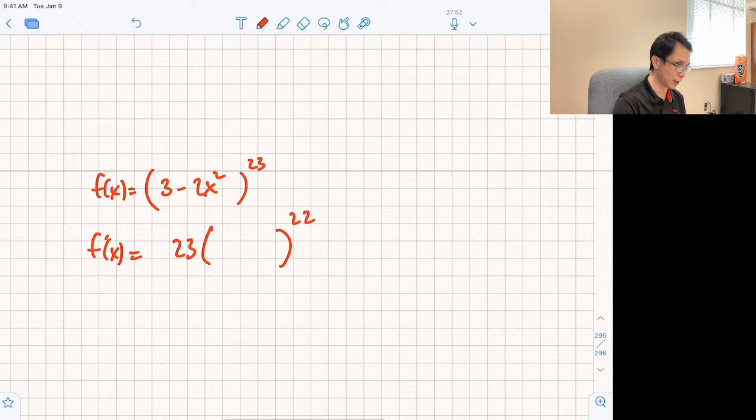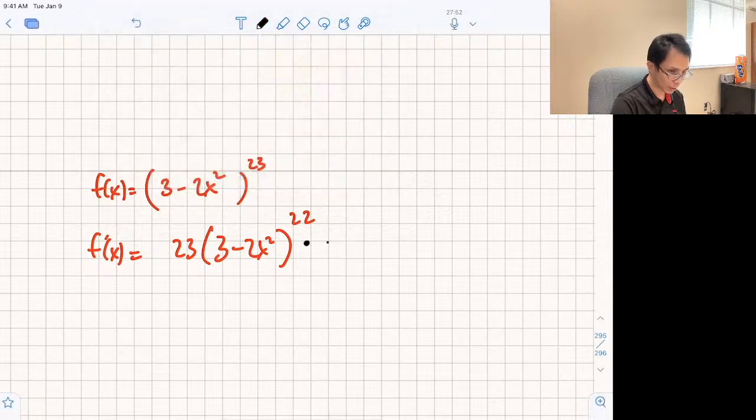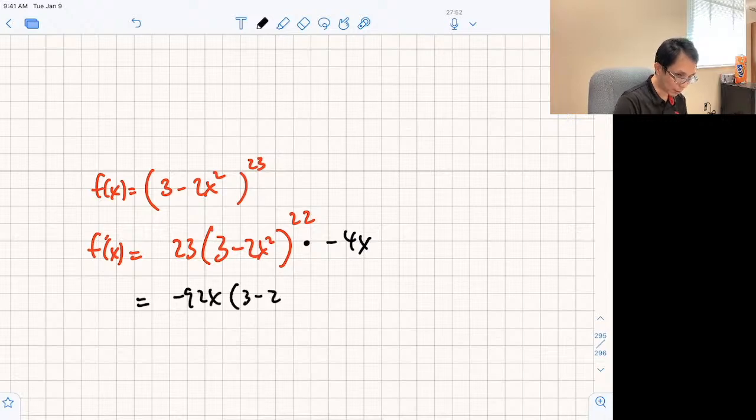Except I don't write down the x. I write down 3 minus 2x squared. Now I just took a derivative of the outer term. What I'm going to do is take a derivative of the inner term. You know what people usually forget is that inner term, which is negative 4x. So then you can say that is negative 92x times 3 minus 2x squared to the 22 power. Very, very, very useful.